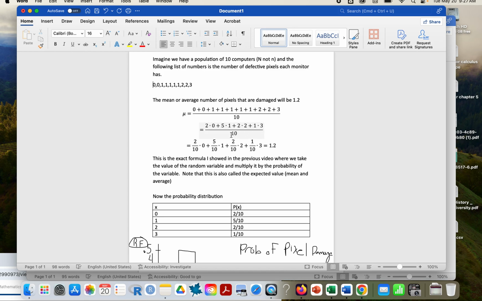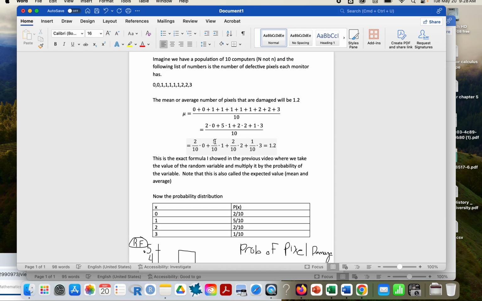And if you can remember your days of common denominators and fractions, this denominator belongs to each one of these multiplications. So this 10 is really 2 times 0 over 10. And this 10 gets moved to 5 times 1 over 10. And 2 times 2 over 10. And then 1 times 3 over 10. Now, you could write it as 2 times 0 over 10, and then 5 times 1 over 10, but that doesn't help us in this situation.